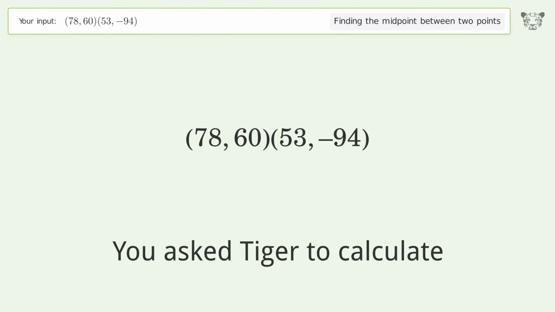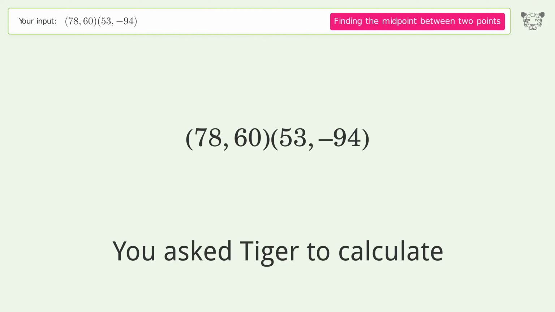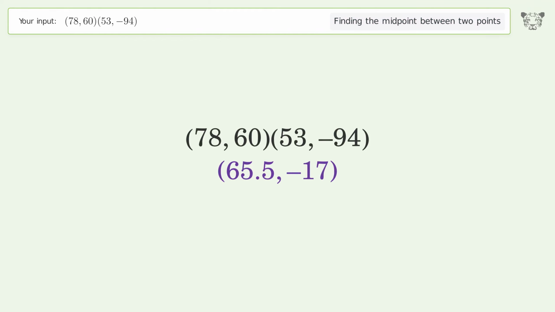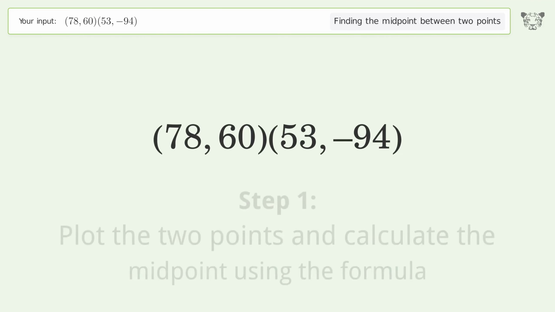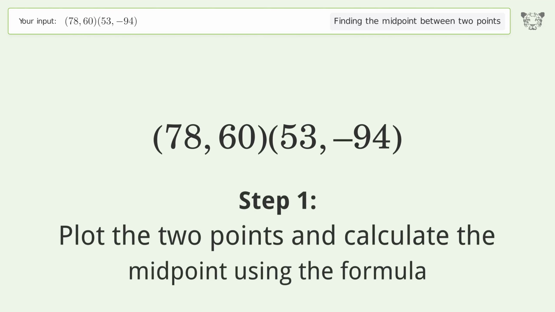You ask Tiger to calculate. This deals with finding the midpoint between 2 points. The midpoint between the 2 points is 65.5, -17. Let's solve it step by step. Plot the 2 points and calculate the midpoint using the formula.